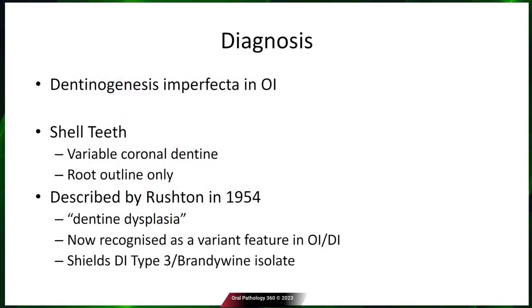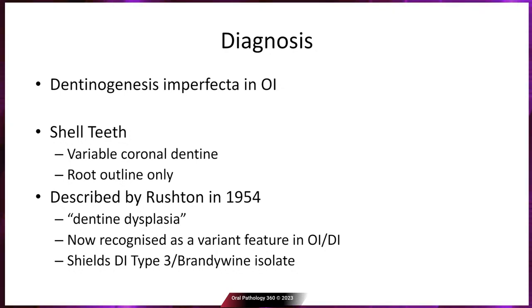And so I called this dentinogenesis imperfecta and osteogenesis imperfecta. The clinical query came to me whether this was dentine dysplasia in osteogenesis imperfecta, but I think that this fits into this rather expanded phenotype of dentinogenesis imperfecta. And in this case, this patient is presumed to have osteogenesis imperfecta rather than DSPP-associated dentinogenesis imperfecta.